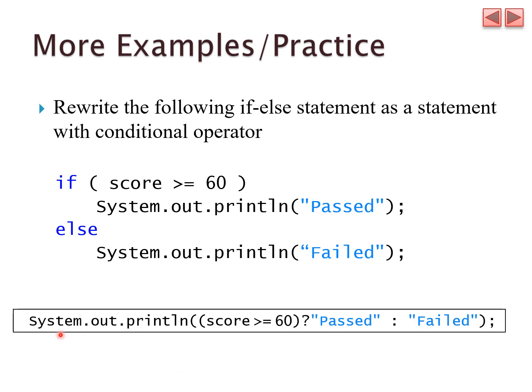So here is the solution to this practice. And so here we use the conditional operator. And we know that the condition to be tested here is score larger than or equal to 60. So to form the conditional expression, we need to identify the Boolean expression first, and it is the same as the Boolean expression in the if-else statement.